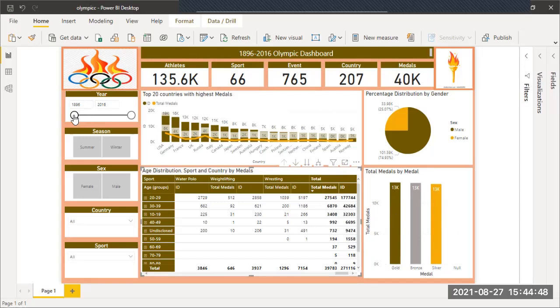Now let's analyze these events over the period from 1896 to 2016. So the first question I want to derive an insight to is to find out if the number of athletes or countries and events decreases over time as the year progresses. So now let's move my slicer to 1966.